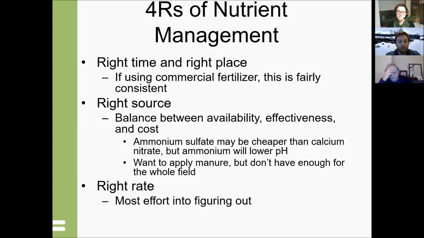And then the last thing is rate, which is probably, as a ministry, what we spend the most time trying to figure out, because fields are different, soils are different. I mean, even weather a few kilometers away is different. So that is a very tricky thing to figure out sometimes.